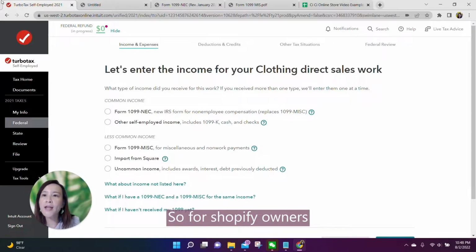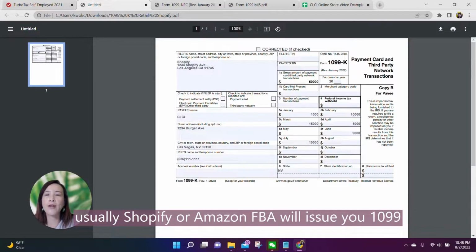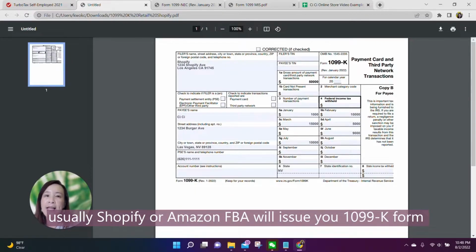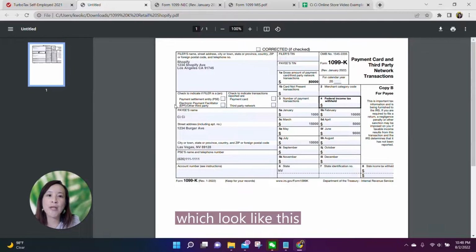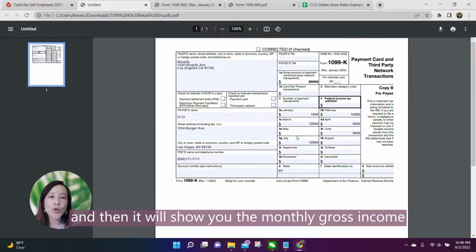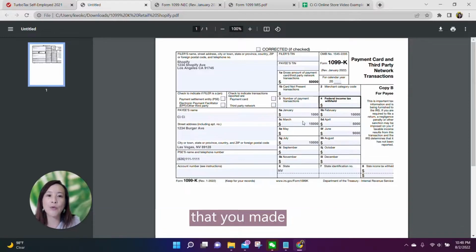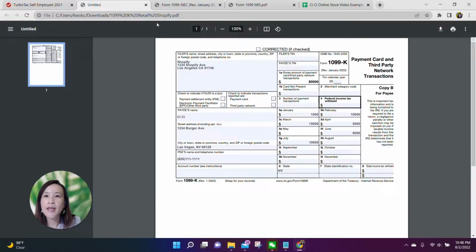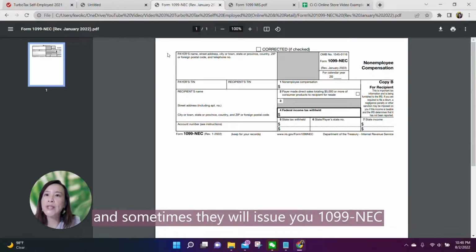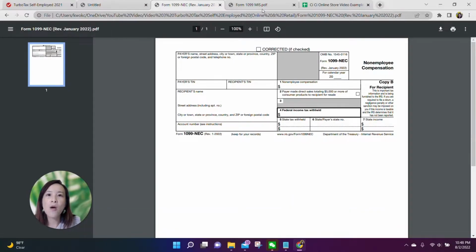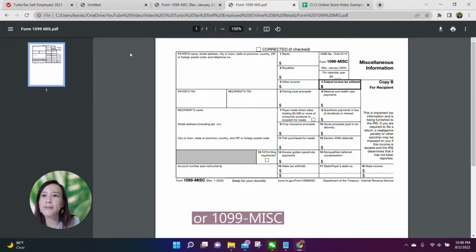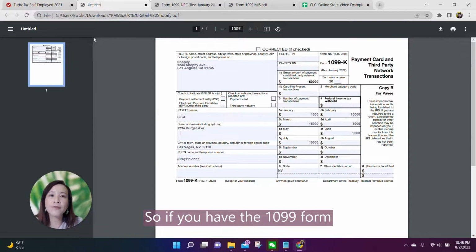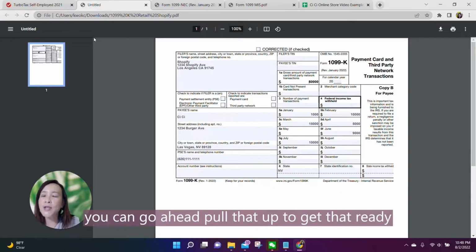So for Shopify owners, usually Shopify or Amazon FBA will issue you a 1099-K form, which looks like this. And then it will show you the monthly gross income that you made. And the box we are looking for is 1A, gross income. And sometimes they will issue you a 1099-NEC or 1099-MISC. So if you have the 1099 form, you can pull that up to get it ready.